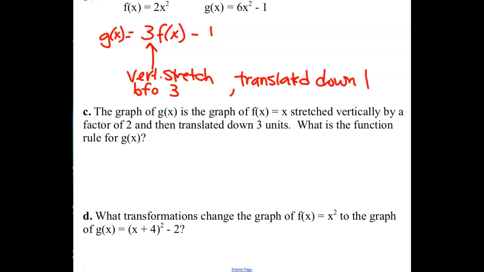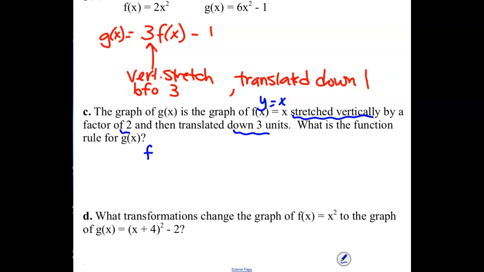says the graph of g of x is taken from the graph of f of x equaling x. So again, that basic parent function for our linear family, right? Our easiest linear graph. We're going to stretch it vertically by a factor of 2, and then we're going to translate it down 3. So what would my new equation look like?